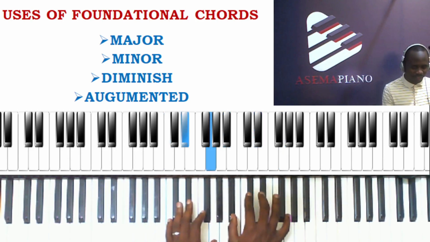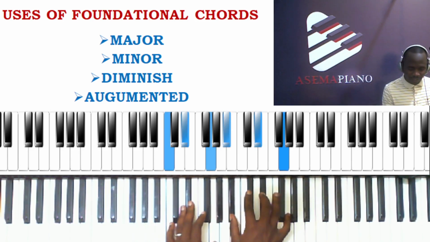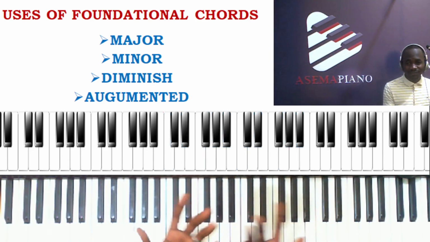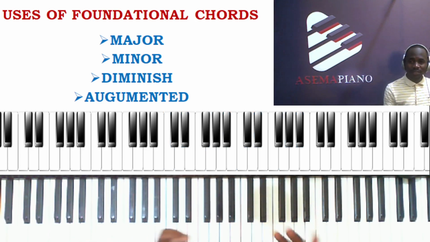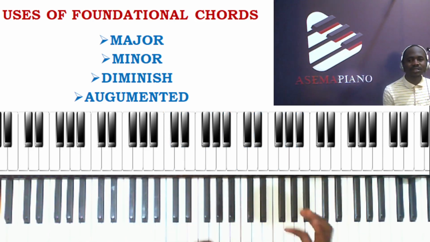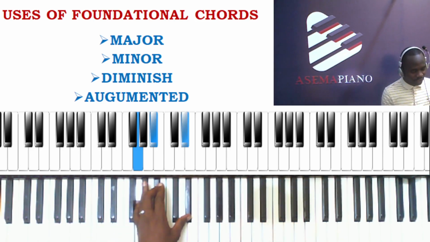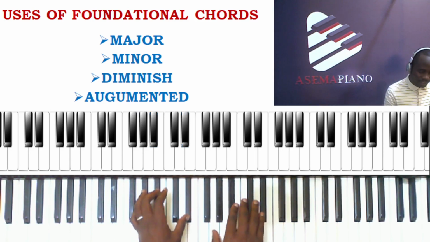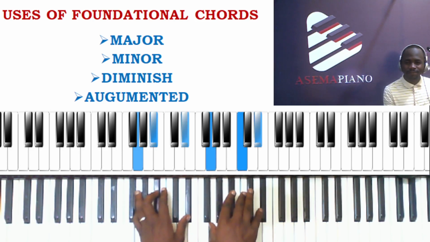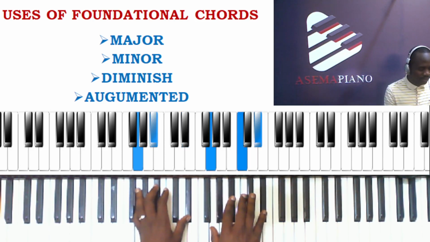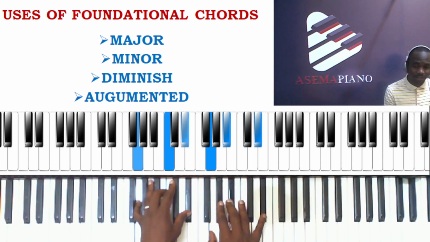I can do it like this. It is still a C minor 7, or I can do it like this. So I can shift the hands. I can put the third chord on the left hand side, or I can put the third chord on the right hand side. It depends on the melody at that particular time. So if I put the E flat here and bring the C minor here, it's just the same.